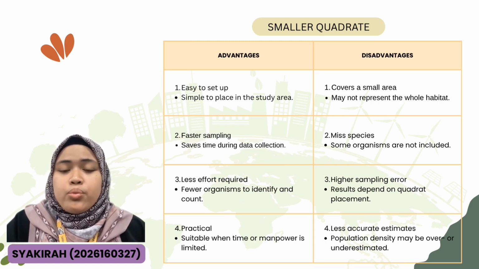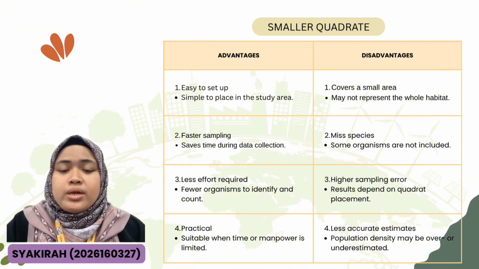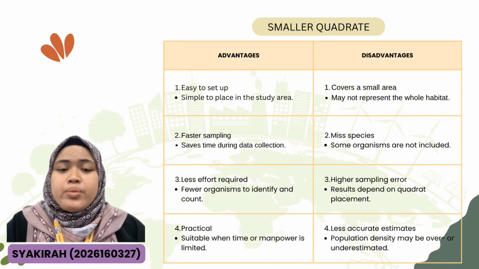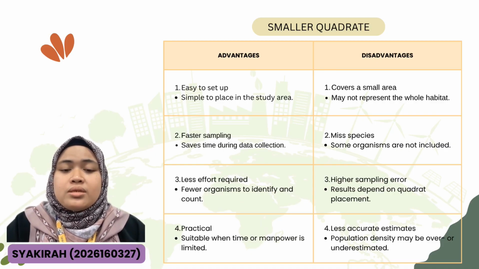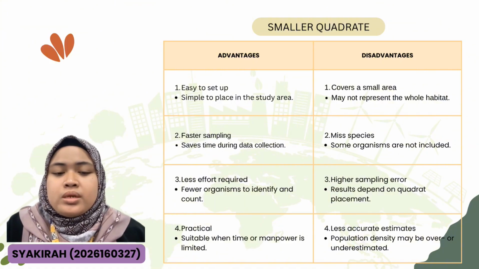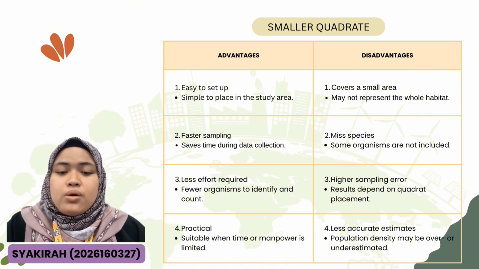A large quadrat provides more accurate and representative data but requires more time, effort and resources. In contrast, a smaller quadrat is faster and easier to use but may not accurately represent the habitat due to its limited sampling area. Therefore, the choice of quadrat size should depend on the objective of the study, the characteristics of the habitat, and the available time and resources.